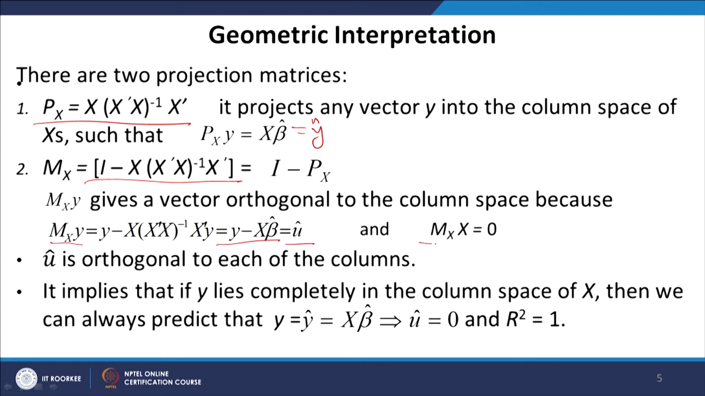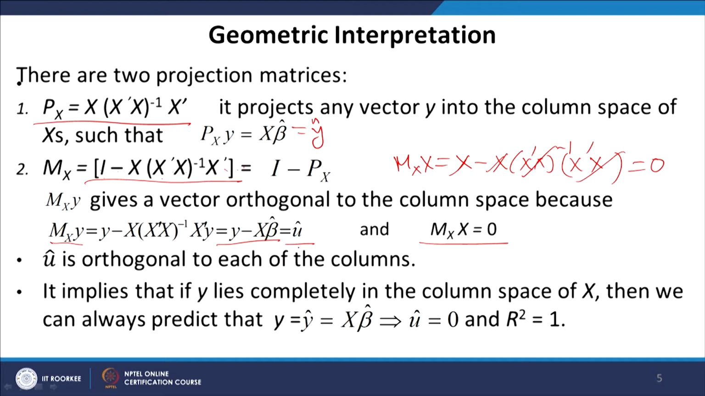This is because Mx x is equal to 0. If you multiply Mx with x, you will have x minus x into x prime x inverse x prime x. The x prime x and x prime x inverse cancel out, and I am left with x minus x. So, Mx x is equal to 0. That is how we get 0.